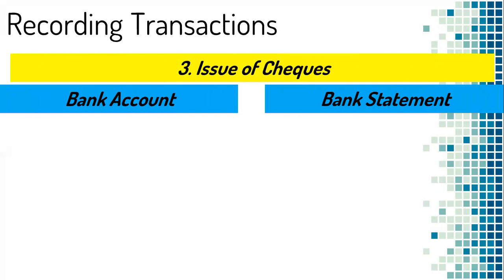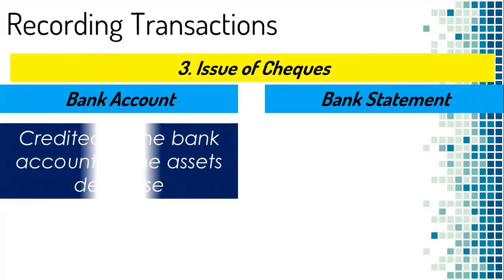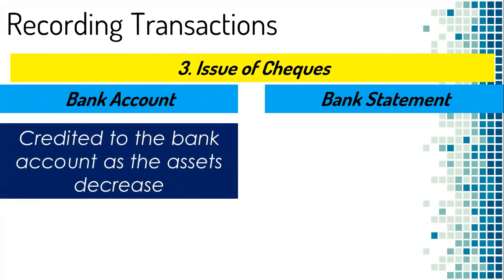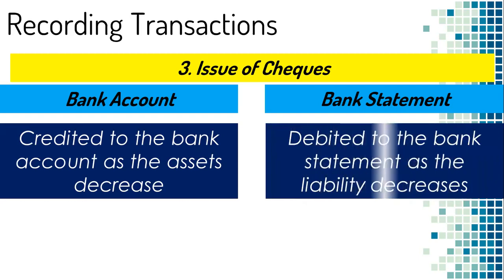Issue of checks. When the checks are issued, the asset decreases, the balance of the bank account goes down. Then it is required to be credited to the bank account as the assets decrease. And to the bank statement, it is debited as their liability decreases. Decrease in liability, debit; increase in liability, credit. Increase in asset, debit; decrease in asset, credit.